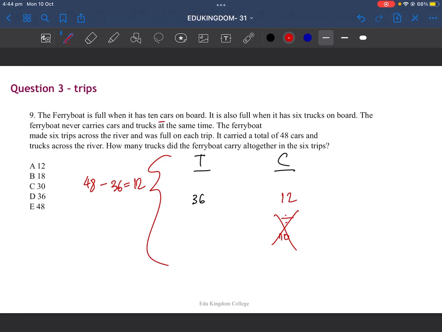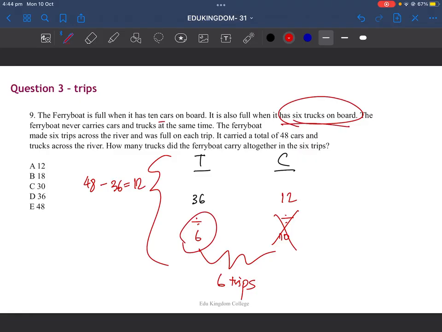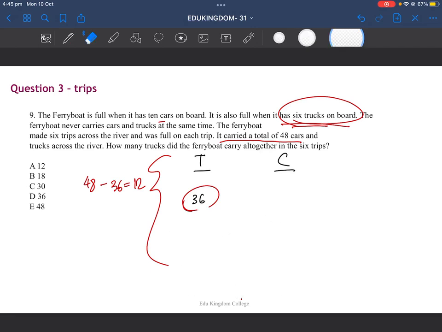And together those trips should total 6 trips. But already the trucks would consume 6 whole trips by themselves, because remember, each trip with trucks, you need 6 of them. And there's 36 of them. So if you divide it by 6, we should get already 6 trips. But it says here that it carried a total of 48 cars and trucks, but it only took 6 trips, meaning that this option D is probably way too big. Right? So you rub that out. Don't want that. Definitely don't want that.